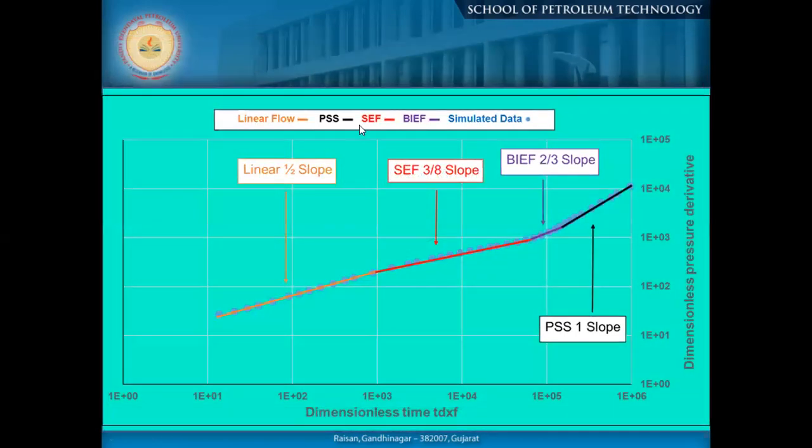So this is what you see: linear, then your 3 by 8 slope, CDO elliptical flow, then we are getting the 2 by 3rd slope, then pseudo steady. Each and every part is going to help you understand what type of flow it is: linear flow, pseudo steady flow. These are the stimulated data, this is the actual data, the dots.